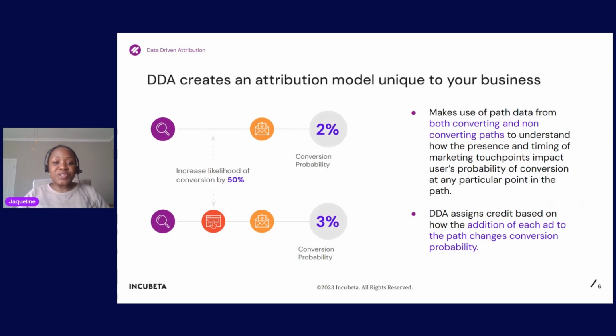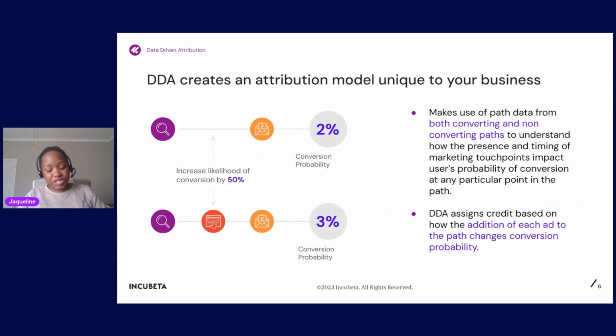Data-driven attribution creates an attribution model that is unique to your business. It makes use of path data from both converting and non-converting paths to understand how the presence and timing of marketing touchpoints impacts the user's probability of conversion at any particular point in the path. Data-driven attribution assigns credit based on how the addition of each ad to the path changes conversion probability.